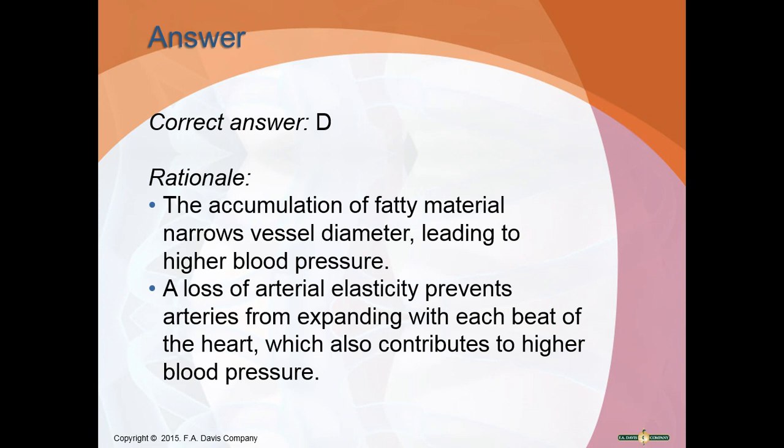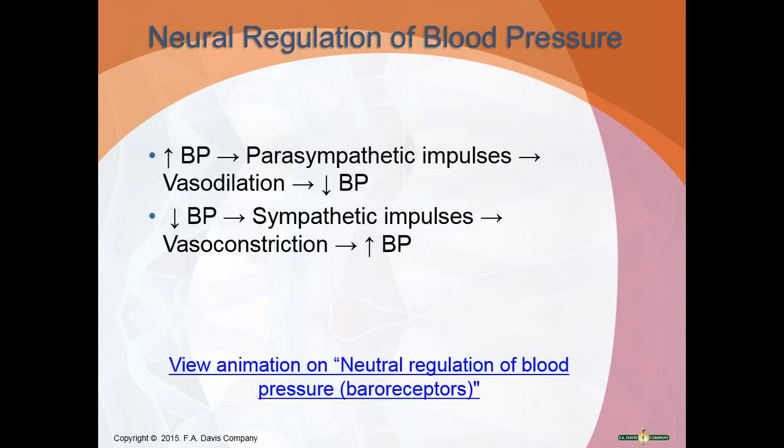The accumulation of that fatty material, like I was calling it plaques, narrows the vessel diameter. It leads to a higher blood pressure. A loss of arterial elasticity prevents arteries from expanding with each beat of the heart, which also contributes to higher blood pressure. So we're going to look at the nervous system's role in all this.